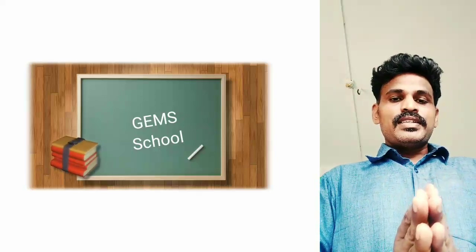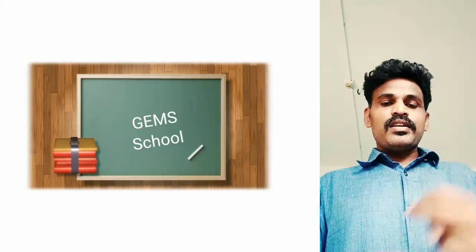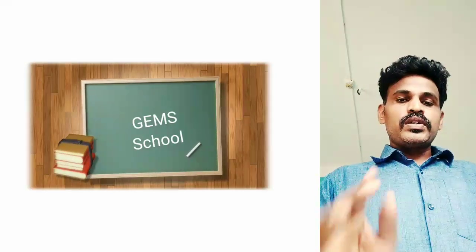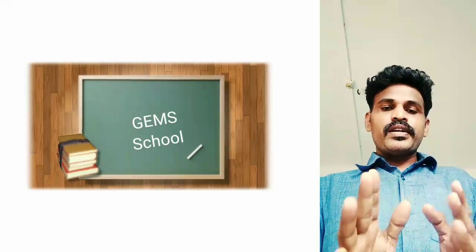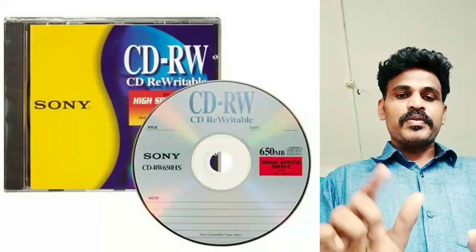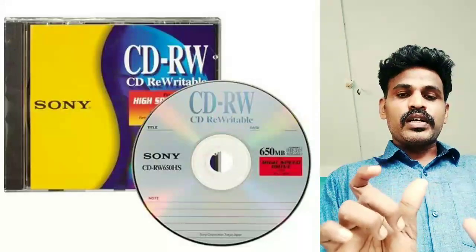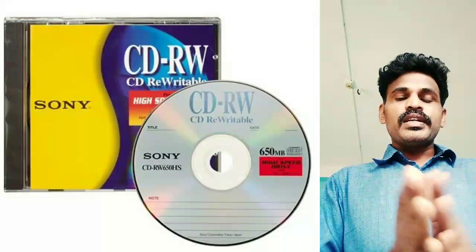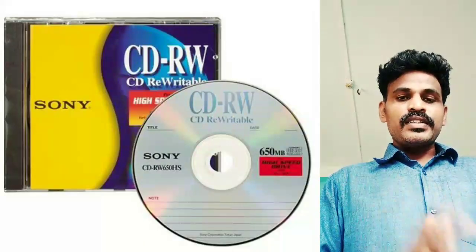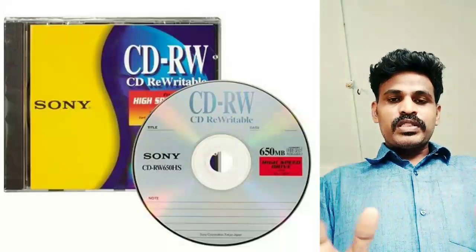Actually, there are two types of CDs, CDR and CDRW. CDR means only one time is allowed to record the file. Once you record the file, after that it will not allow recording on the CD again. But CDRW means we can delete also, and we can store again and again. But one condition is that the file should be below 700 MB.